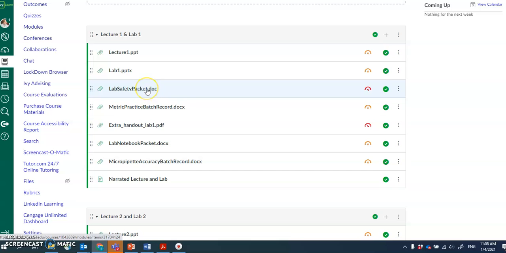So lab safety packet. Okay, metric practice batch record. I'll talk about the scientific measurement metrics conversion, so we'll use that. And the extra handouts, you may want to take a look at those. And the notebook packet, okay, and then micropipette accuracy batch record. So all the necessary documents are here. You can find them, you can download them, and once you download it, you can print it out if you want to. Okay, they're all here.